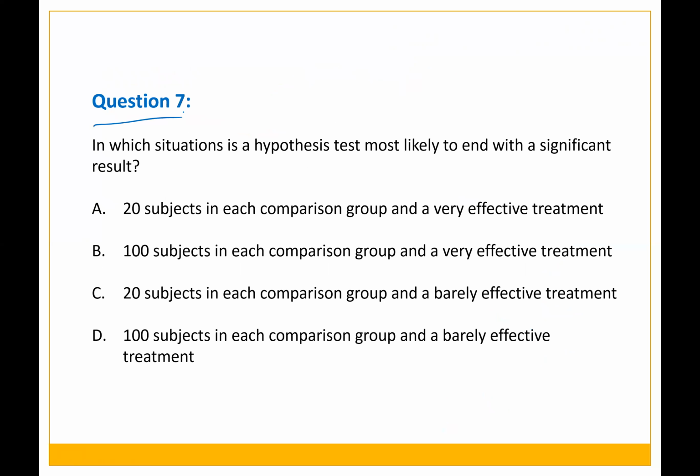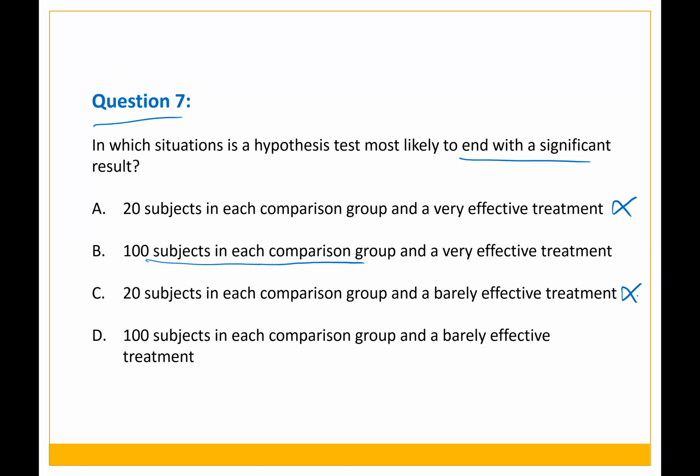Now, question 7. In which situations is a hypothesis test more likely to end with a significant result? So, with the bigger samples, it's usually easier to detect a difference between the sample statistic and population parameter. And so, with the bigger samples, it's easier to end with a significant result. So we're going to choose the bigger sample. So A and C are wrong.